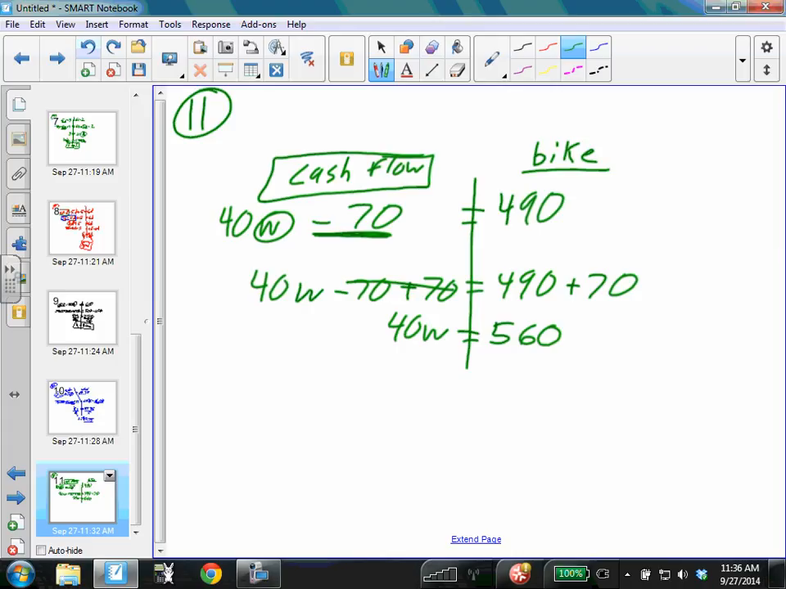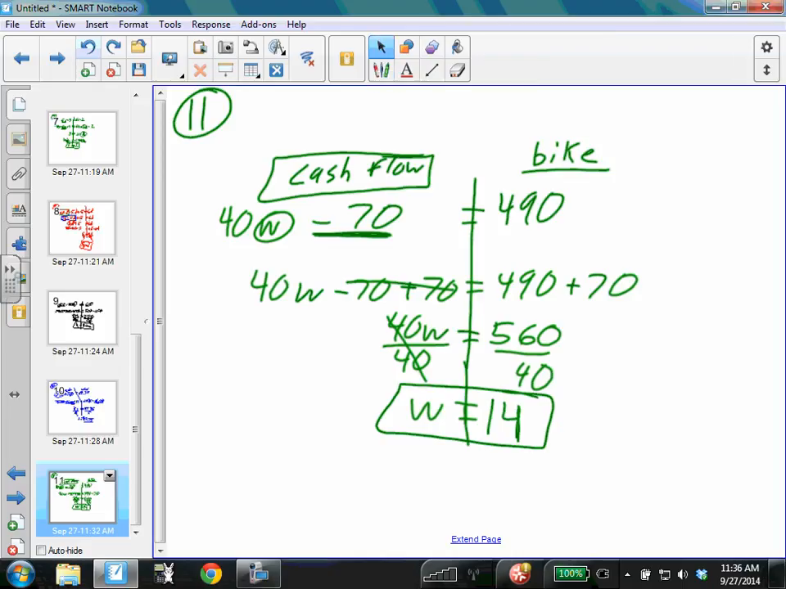And now I want to get my W by itself. So since they're multiplying 40 by W, I'm going to divide by 40 on both sides of the equal sign. And 40 divided by 40 is going to give me a 1 on the left, right? So there's nothing but the W left over there. They cancel. And then on the right-hand side, I have 560 divided by 40, which is 14 when I use my calculator. So that means it's going to take 14 weeks in order for Steve to be able to buy the bicycle that he wants. Okay, so 14 weeks before Steve can buy the bike.